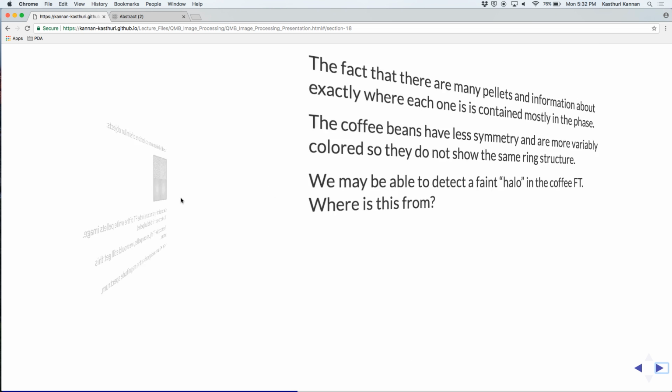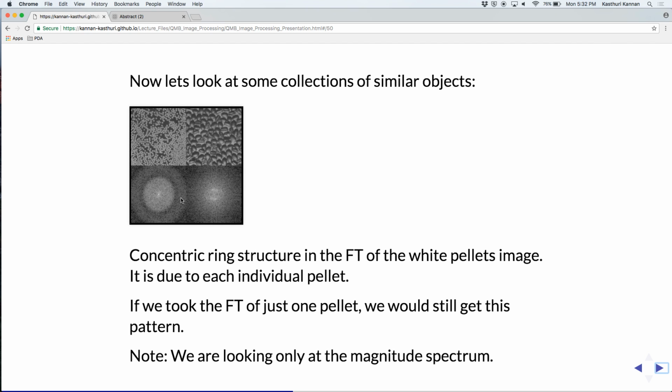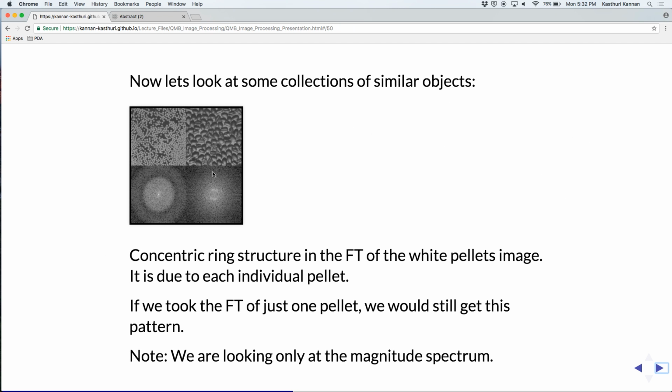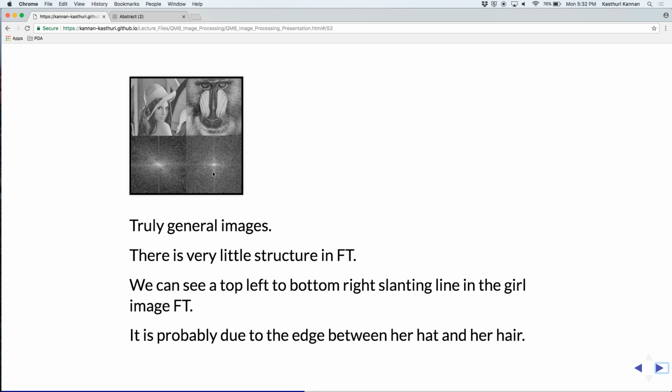And this is the Fourier transform of the coffee bean here, and you see there is a small halo in here. What do you think that halo is? Take a guess. I mean, yeah. So that's a contrast. I think it's in between the bean. So yes, that's some of the things, and these are the first truly general images, right? I mean, there is very little structure in the Fourier transform if you look at a general image.